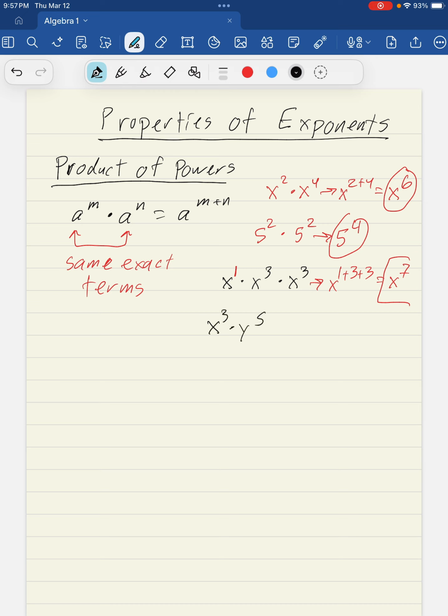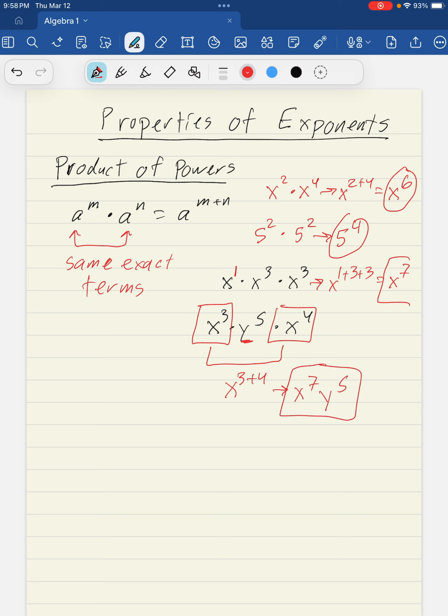Now, you can have other variables in there, like x to the 3rd times y to the 5th times x to the 4th. You kind of chunk these problems. You're going to look at your x's and work with those individually. So that's going to be x to the 3 plus 4 power, and that's going to give you x to the 7th. And then y to the 5th is just hanging out, so we just bring that y to the 5th right here. We don't combine those variables. This is actually as far as we can go.